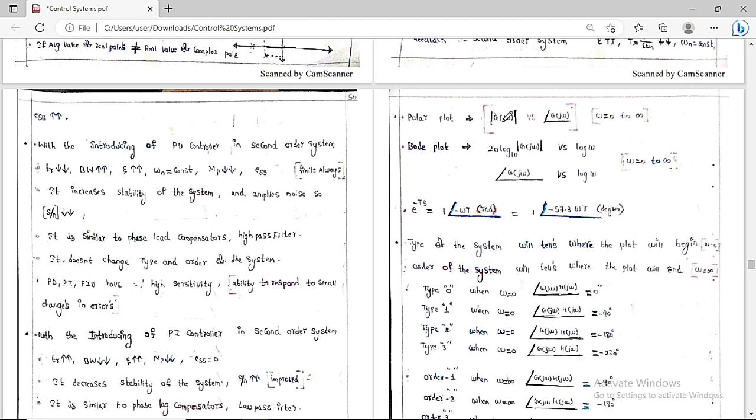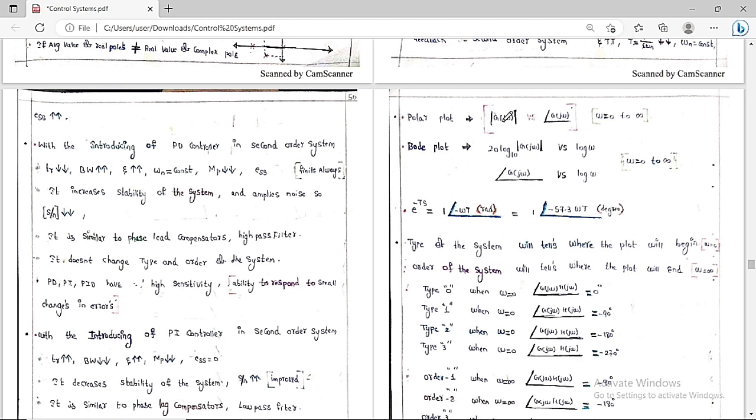So magnitude means the magnitude of G(s)H(s) versus the phase angle of G(s)H(s), where omega is varying from 0 to infinity. This is called the polar plot. Polar plot means it is a graph between the magnitude of the open loop transfer function versus the phase angle of the open loop transfer function, where omega is varying from 0 to infinity.